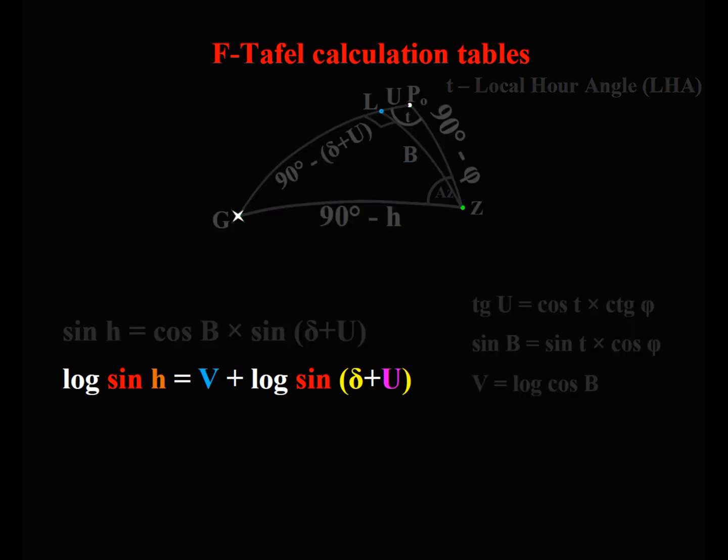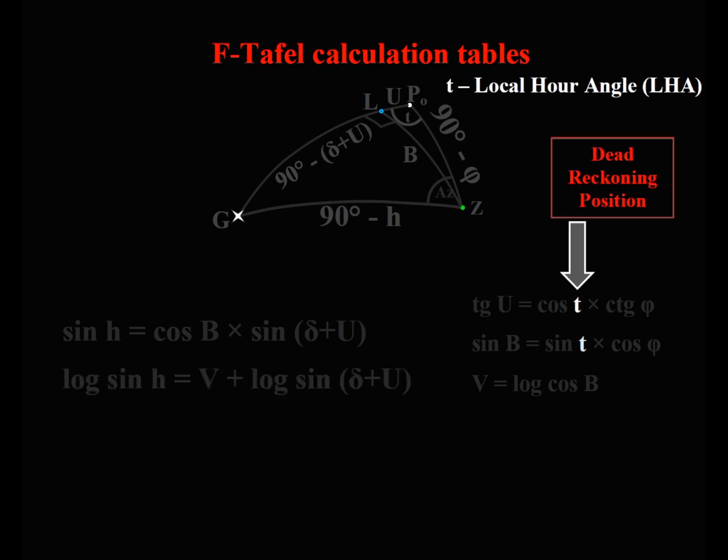If you skip the details, which I will definitely tell you later, then the calculation of the altitude using F-Tafel is done as follows. First, you need to calculate the local hour angle of the celestial body. Then, based on your local hour angle value and your assumed latitude, you extract the U and V values from the table. Calculate the sum of U and the declination of the star.